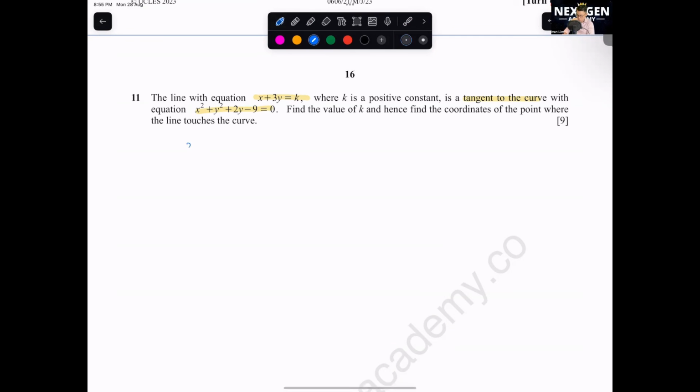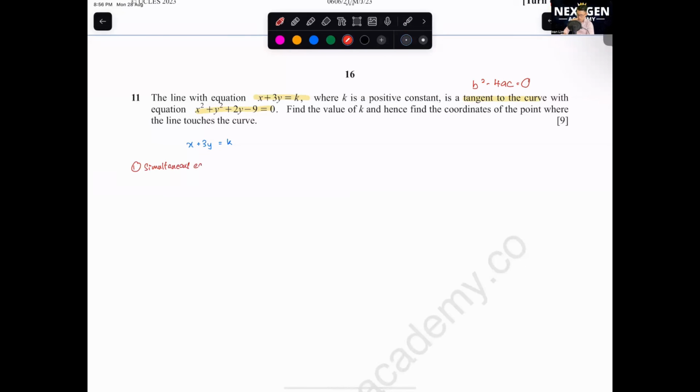So you've got 2 equations. You want to find the tangent, right? One is a line, one is a curve, so you will need to do simultaneous equations. Then because of the words tangent to the curve, you later need to do b squared minus 4ac equals 0. Let's do the substitution first, the simultaneous equation.